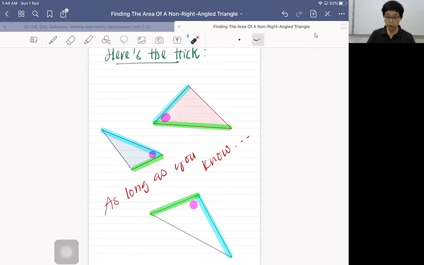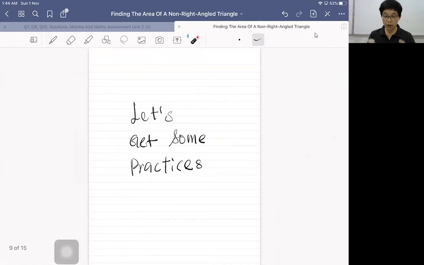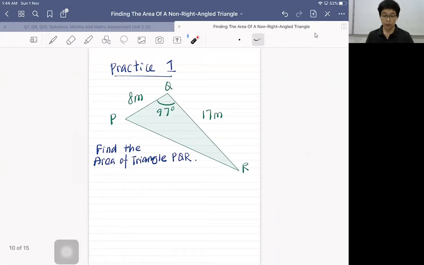you are able to use half AB sine C. And here, as long as you know this angle, you can take the sine of this angle, with A and B. All right, that is all that you need. Well, let's get some practice. Okay, and here we go.